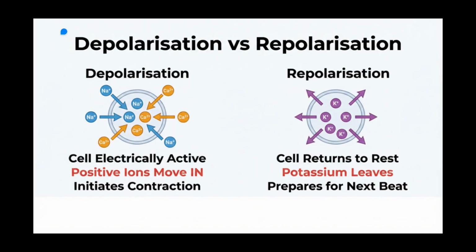Two essential definitions. Depolarization means the cell becomes electrically active. Positive ions, such as sodium and calcium, move into the cell, making the inside less negative. This initiates contraction. Repolarization means the cell returns to its resting state. Potassium leaves the cell, making the inside negative again. This prepares the cell for the next beat. That is the entire electrical logic of the heart.